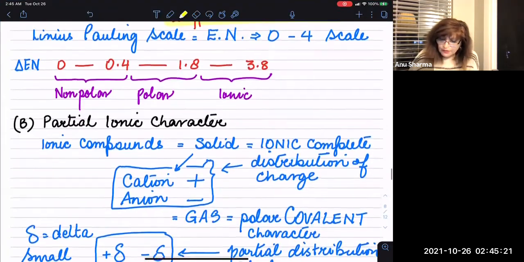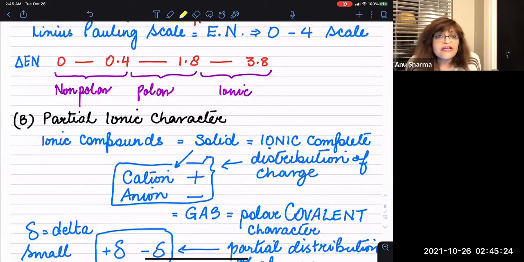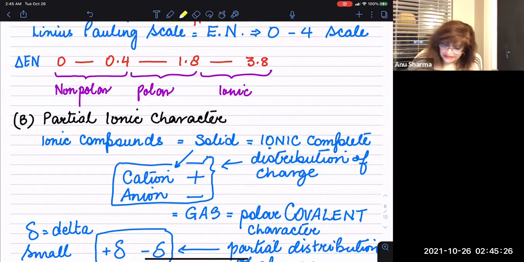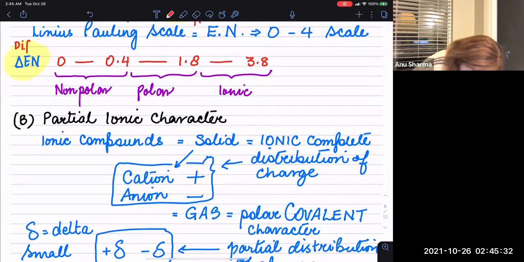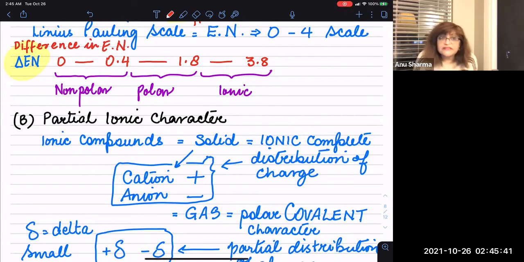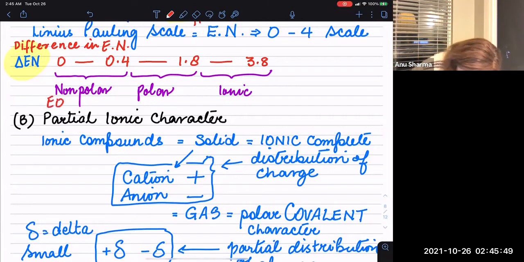So on a linear Pauling scale, the electronegativity range is from 0 to 4. This is called the difference in electronegativity. Difference means subtraction. If that difference is from 0 to 0.4, the bond is non-polar. That is equal sharing of electrons. Equal sharing.